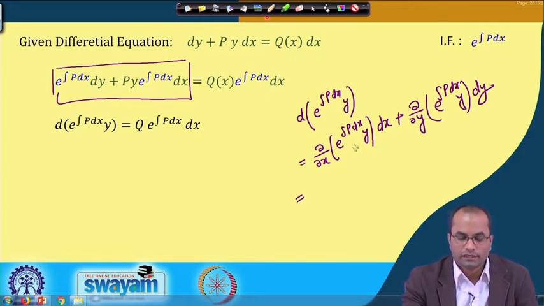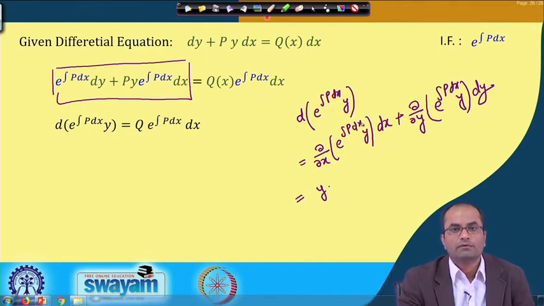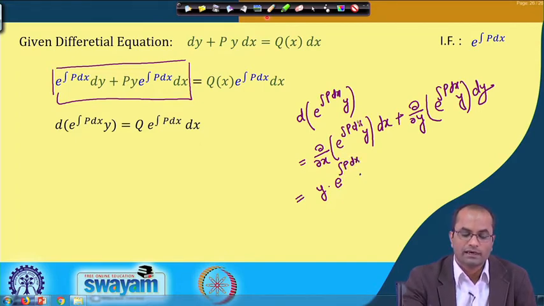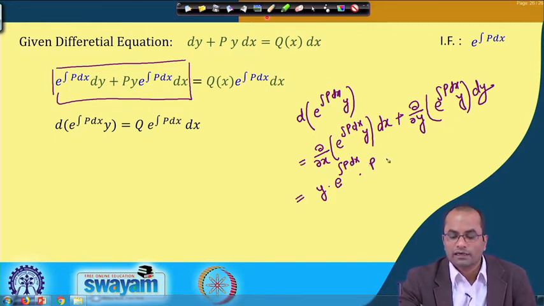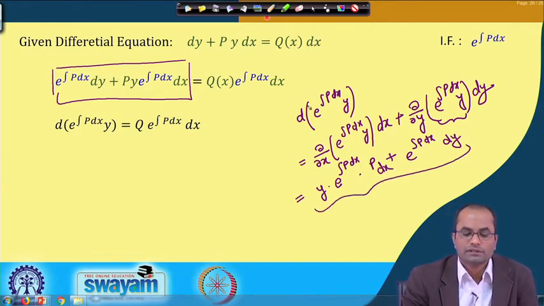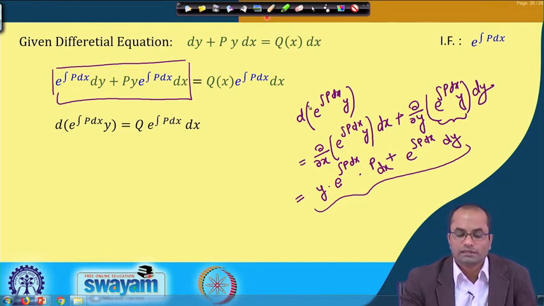Here we have to take the partial derivative with respect to x only, so y will just be taken as a constant. The derivative of the exponential of the integral of p dx is the exponential itself, times the derivative of the integral of p dx with respect to x, and that comes as p. With respect to y, the derivative of y becomes 1, and the e to the power of the integral of p dx remains, times the dy term, and here we have the dx term. So, this is the total differential of e to the power of the integral of p dx, times y.